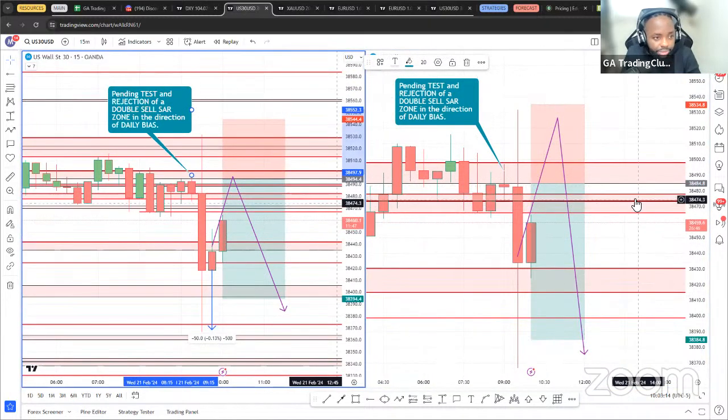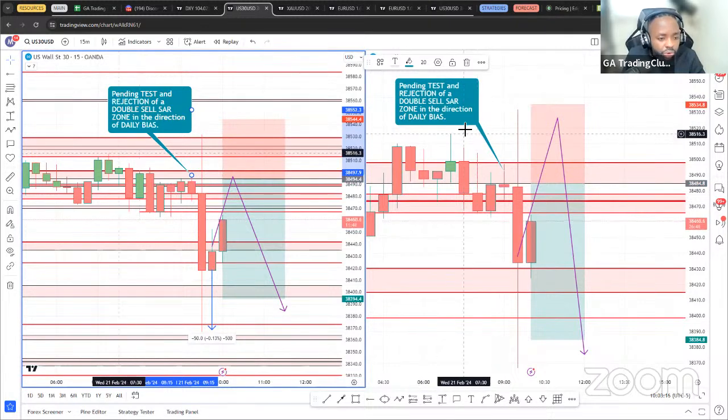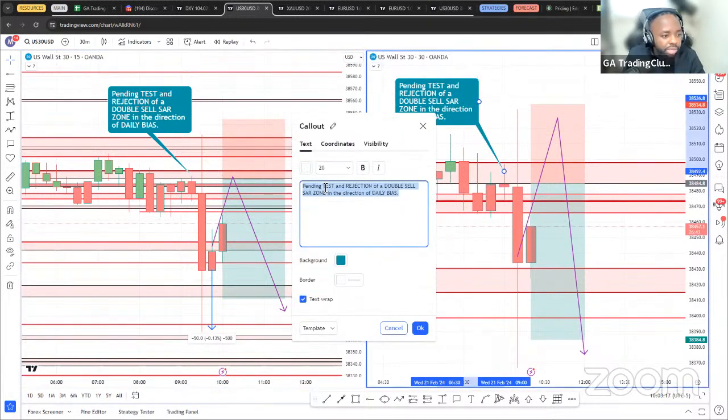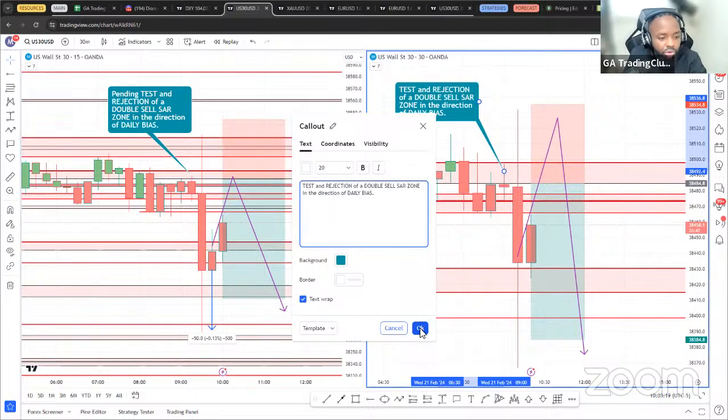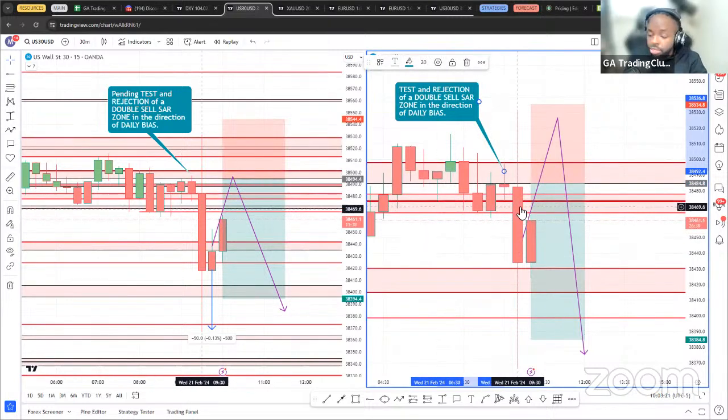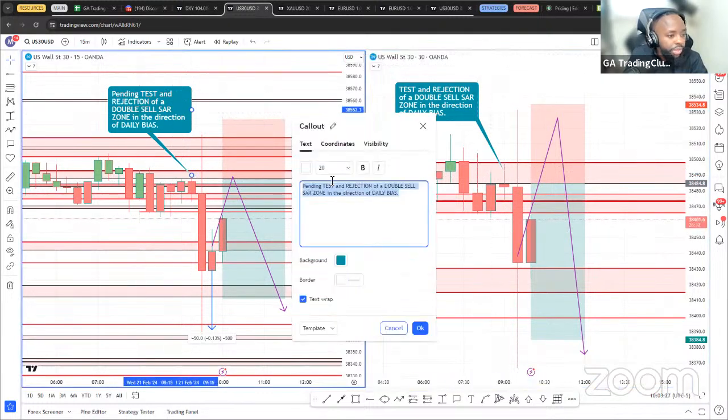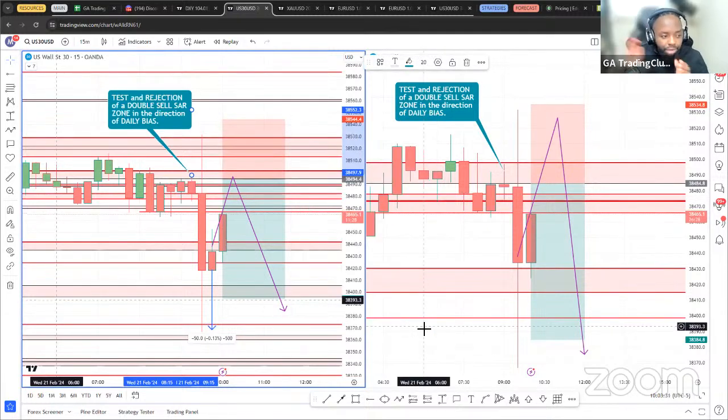So we have a 30-minute. This is no longer pending. This is outright test and rejection because the candle closed below. So that's your test candle. That's your rejection candle. Same thing for US 30 here. This is your test candle. This is your rejection candle. So we take the word pending out of this. So we have both a 15-minute and a 30-minute.